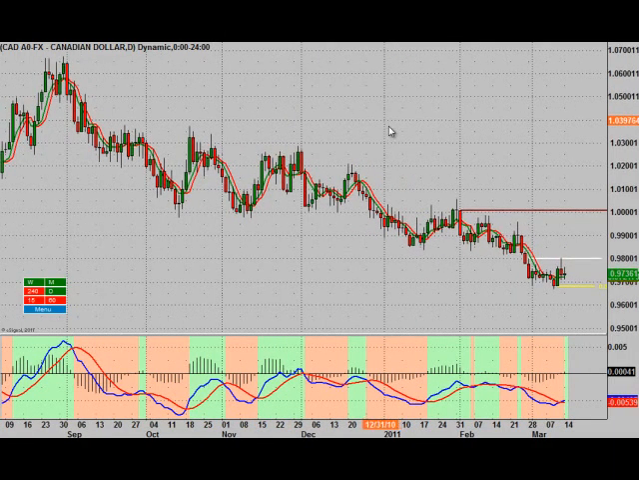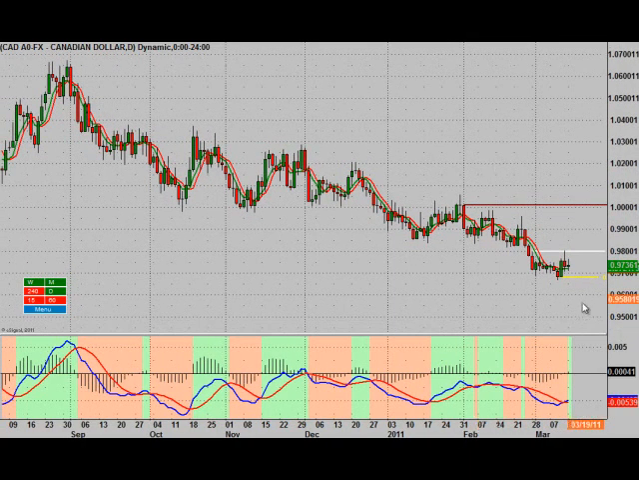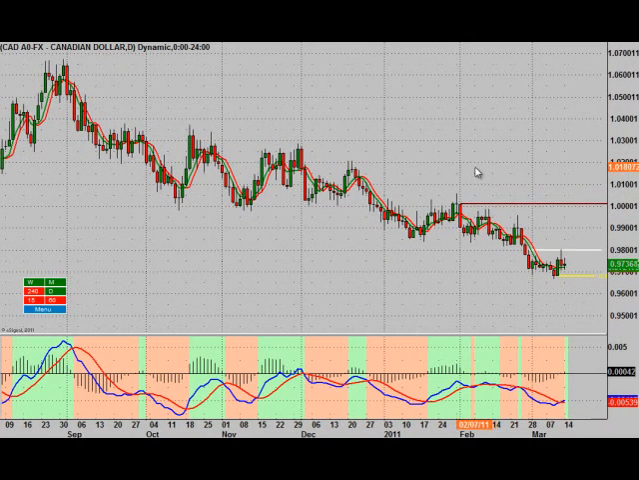There we go. You can see the daily direction is up. However, the monthly and weekly are down. I still think 95 even on the downside in dollar CAD.